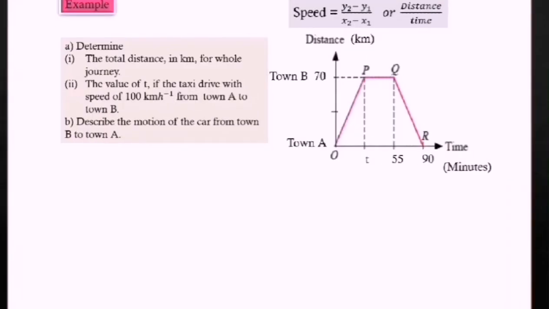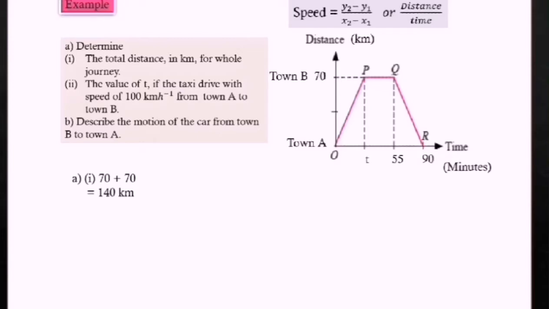Next example, determine the total distance in kilometer for whole journey. Okay, so now we look at the graph. From town A to town B, 70 km. Here stationary means car stop here. Okay, after that, town B go back to town A. Total distance equals to 70 plus 70 equals 140 km.